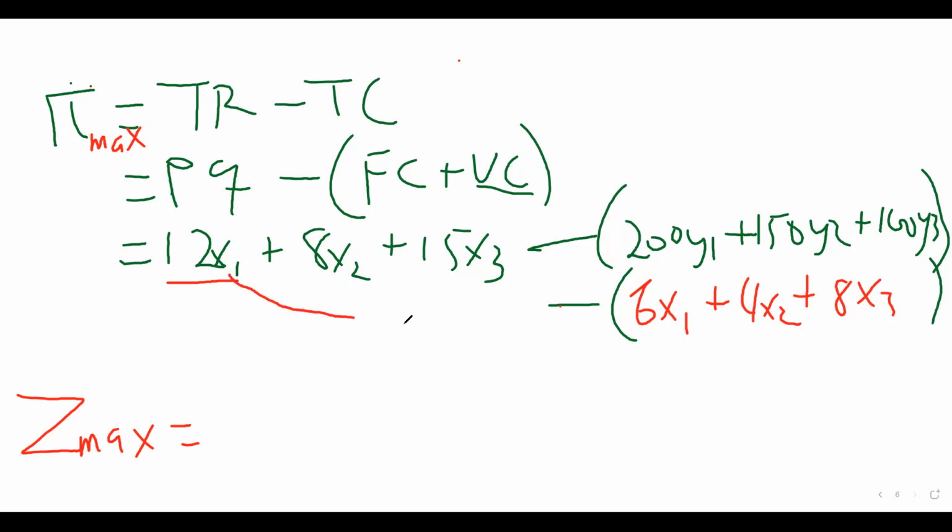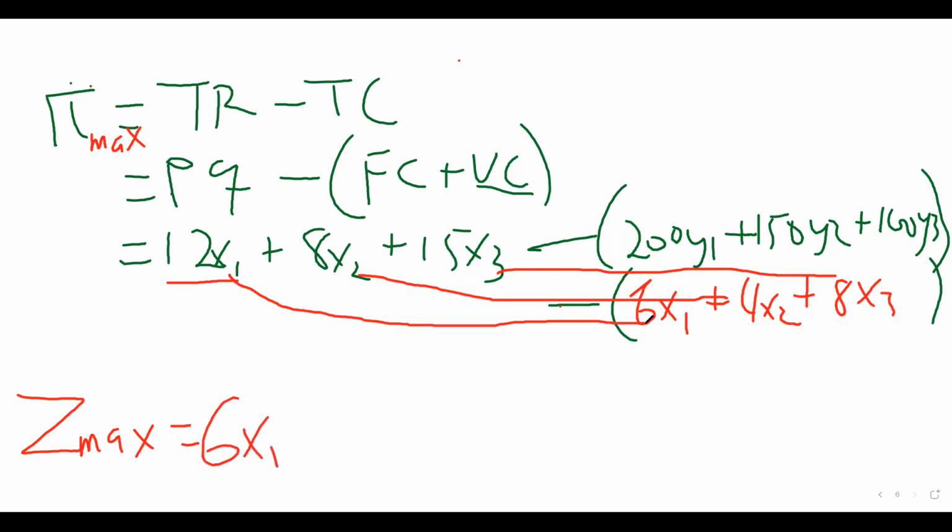So I can subtract the 12x1 minus the 6x1, the 8x2 minus the 4x2, and then the 15x3 minus the 8x3, because they are like terms. I can't do the same thing for the y because they are not like terms. So 12 minus 6 will give you 6, so this gives us 6x1, plus 8 minus 4 will give you 4, so you get 4x2, plus 15 minus 8 will give you 7, so you get 7x3.